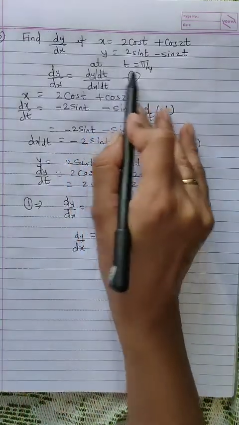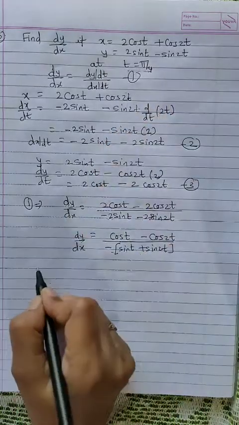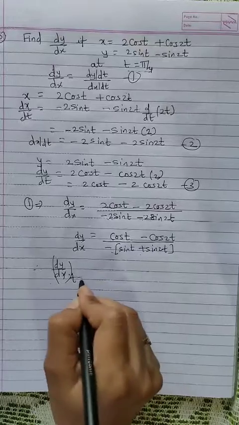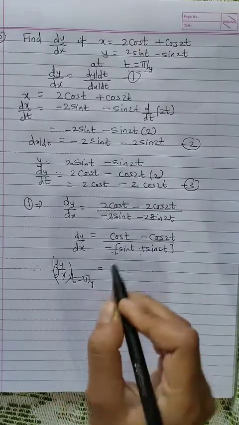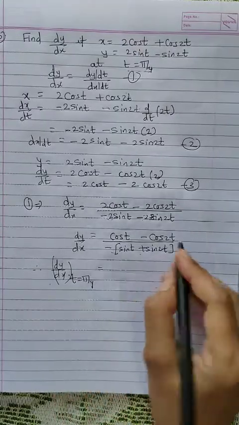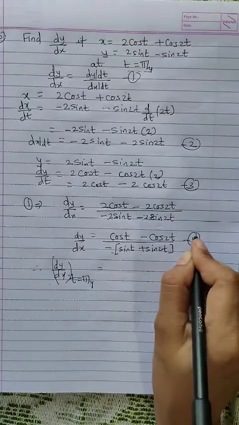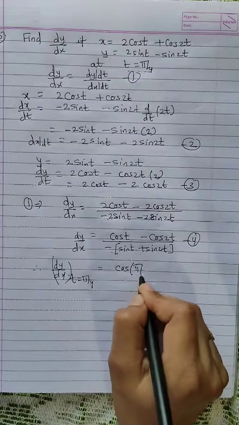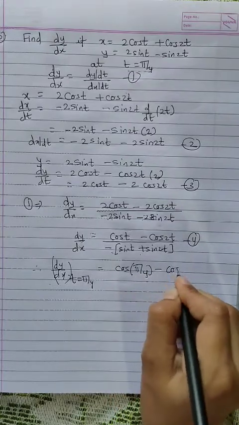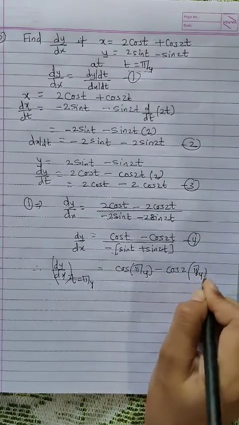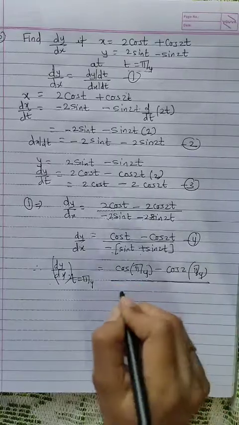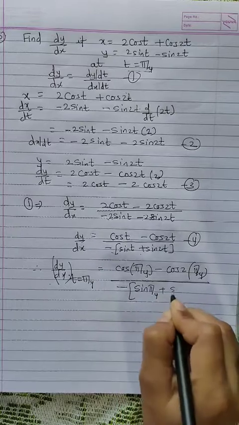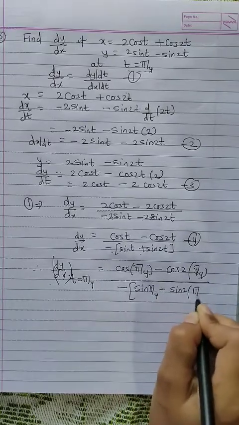We want dy by dx at t equal to pi by 4. So dy by dx at t equal to pi by 4 means we have to put the value of t in this equation, say equation number 4. So it is equal to cos, wherever there is t put pi by 4, minus cos 2t, 2 into pi by 4, upon minus sin t means sin pi by 4, sin 2t means sin 2 into pi by 4.